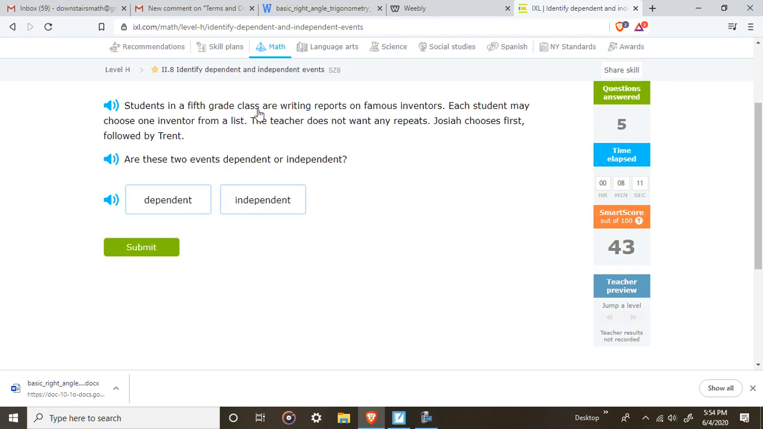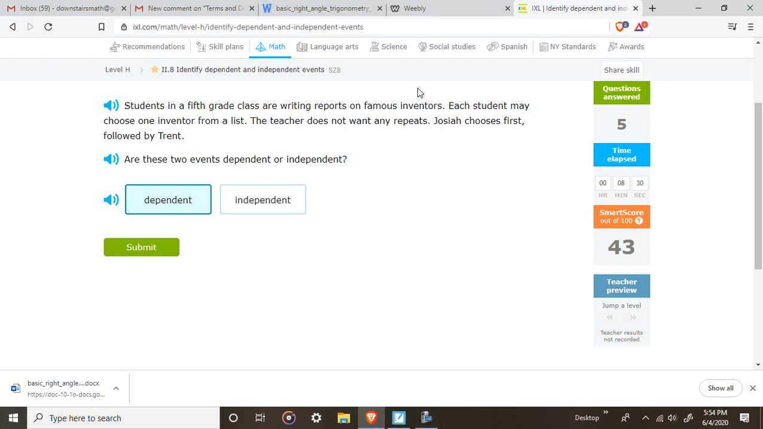Students in a 5th grade class are writing reports on famous inventors. Each student may choose 1 inventor from a list, so they can only choose 1 off a list. The teacher does not want any repeats, okay? So once someone's taken, you can't pick them anymore, right? Josiah chooses first, followed by Trent. Are these two events dependent or independent?